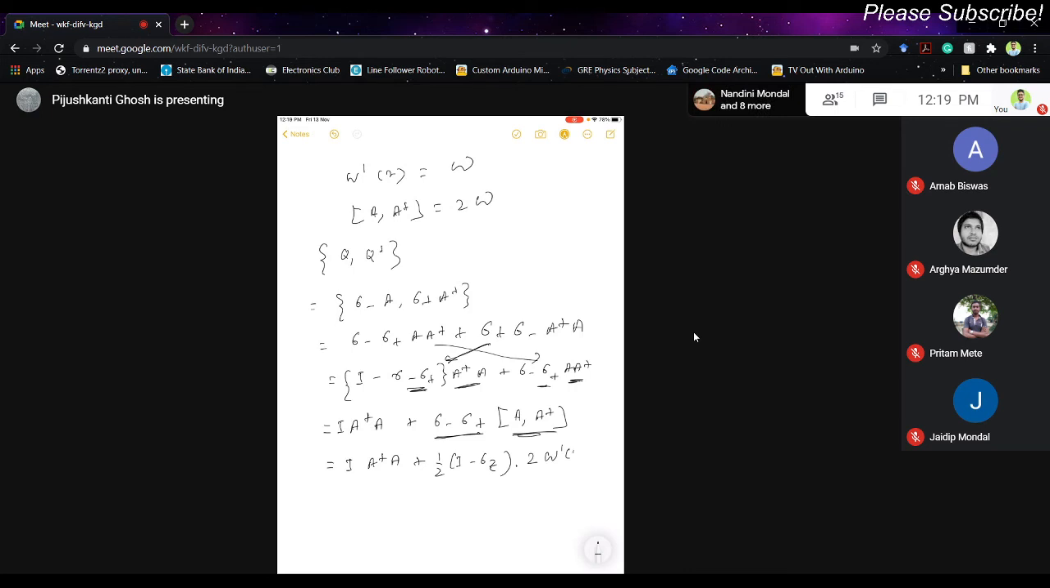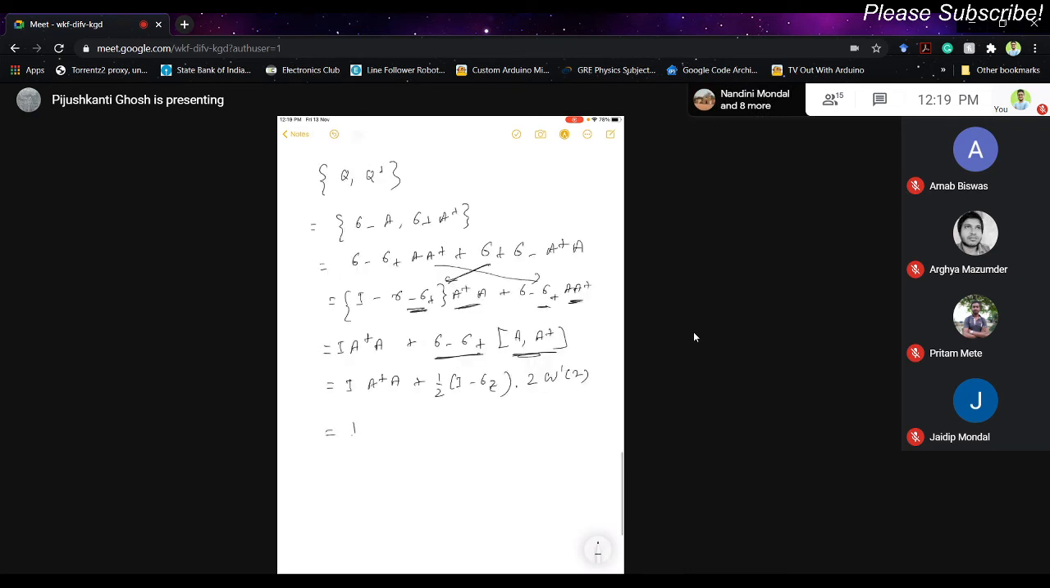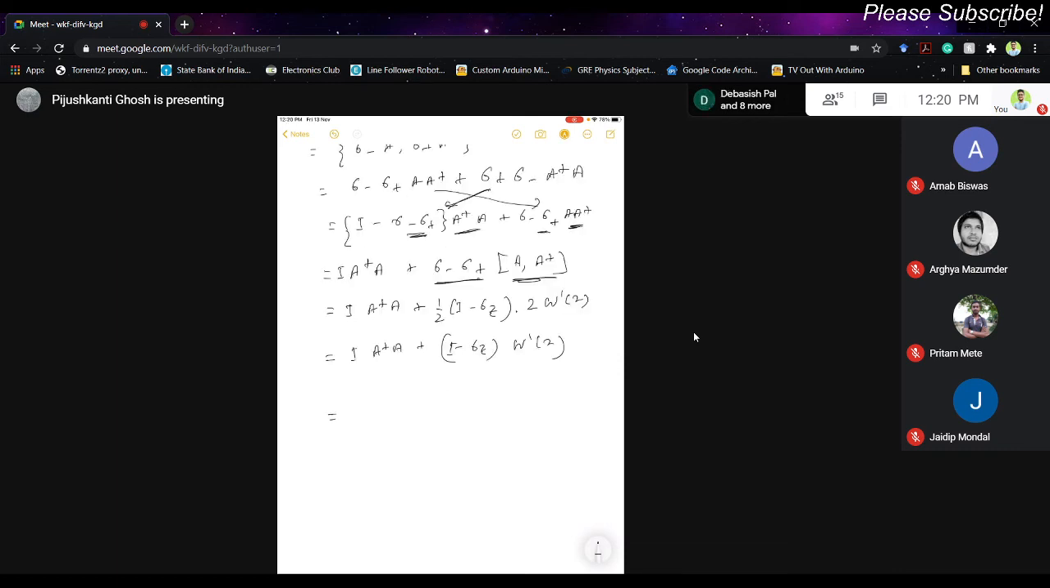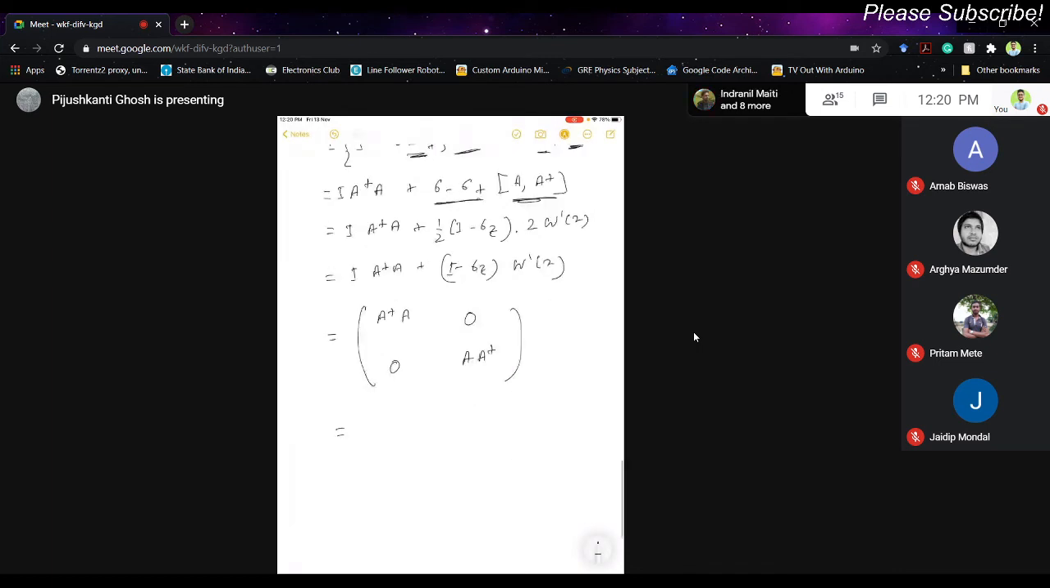So that means I A dagger A, the half cancels out, so minus sigma z W prime x. Okay. Now you see that this is A dagger A, 0, 0, A A dagger, which is equal to H1, 0, 0, H2.